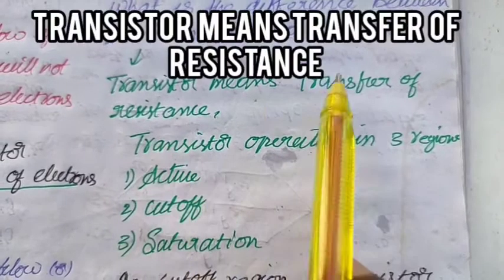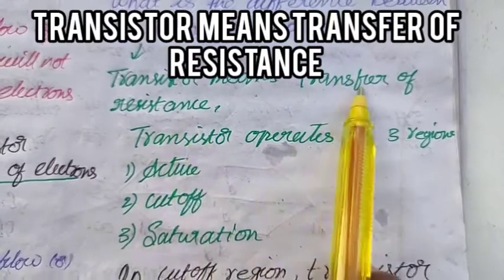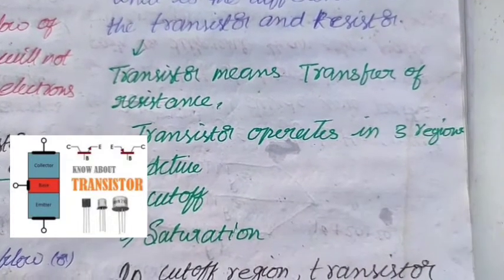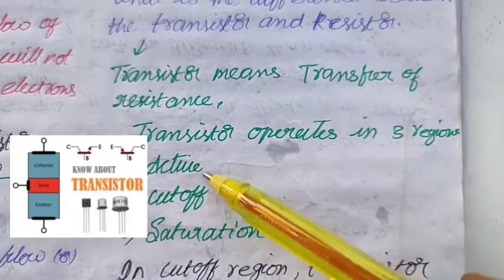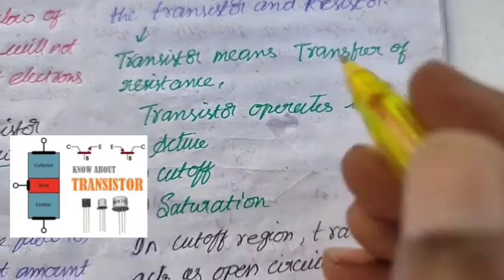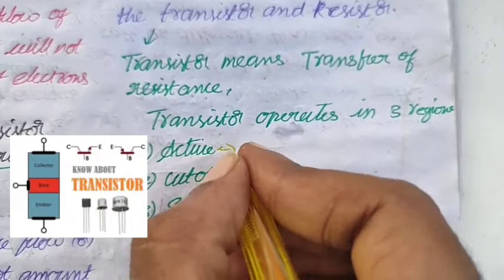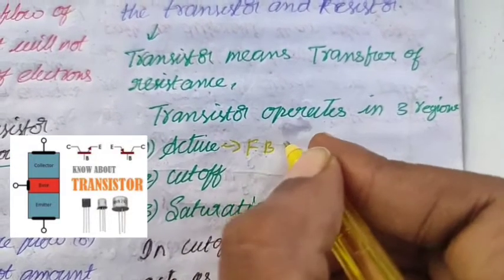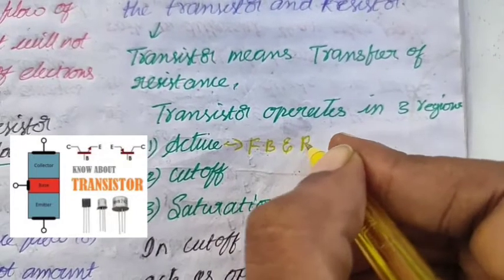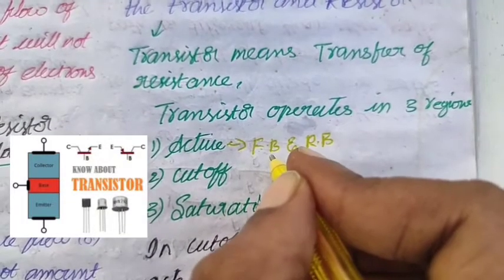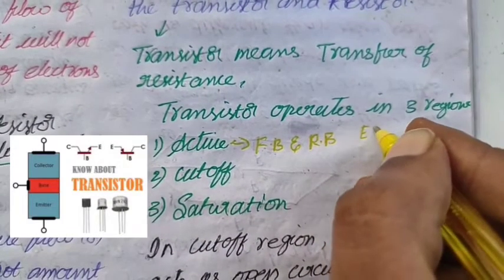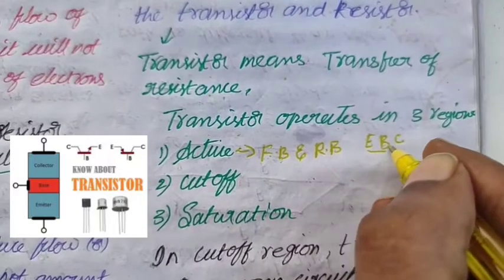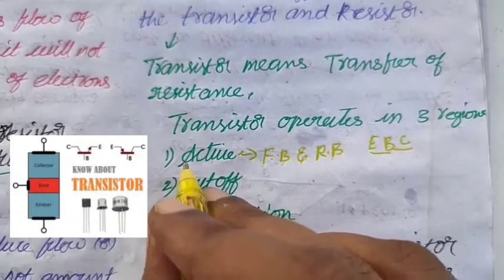Before understanding, I have to explain how it transfers resistance. A transistor operates in three regions: active, cutoff, and saturation. In active, one terminal is forward biased and the other is reverse biased. Here the terminals are emitter, base, and collector. We have three terminals. These two terminals are forward biased and these two terminals are reverse biased in active.